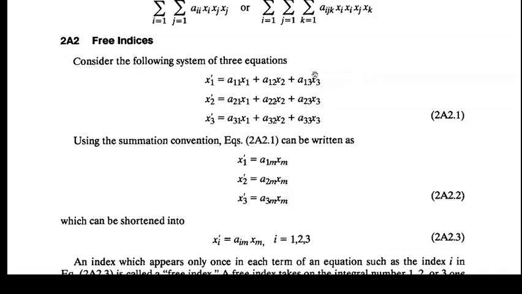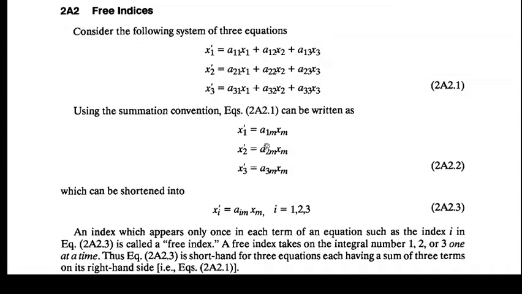So we can write this in this way: 1 is fixed, and we write a1m xm. Here m is the dummy index. If you open the summation on m, you will have a11 x1 plus a12 x2 plus a13 x3. Similarly, this can be written with 2 fixed, a2m xm, where the first index of a is fixed as 2, and similarly this can be written a3m xm. We have written this with the help of the summation convention which we studied in the previous section.